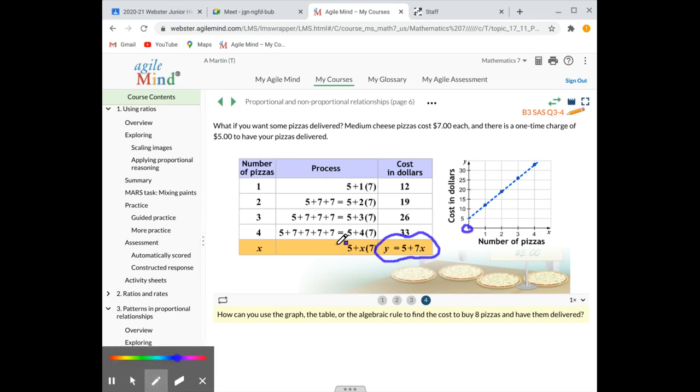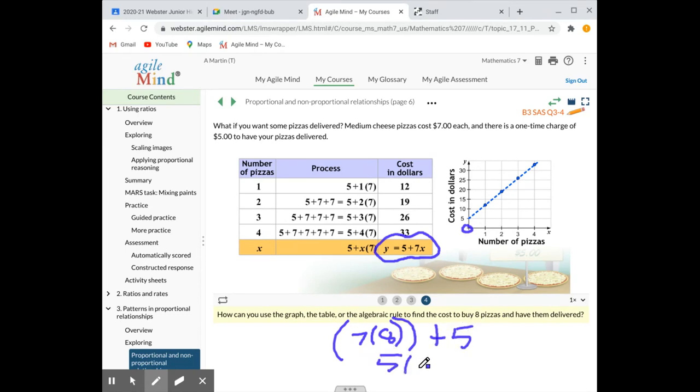Well, they didn't show it. I thought we were going to have a table that showed it. So we're going to do it real quick. 7 times 8 plus 5. All right, so we're saying 56 plus 5 equals $61.